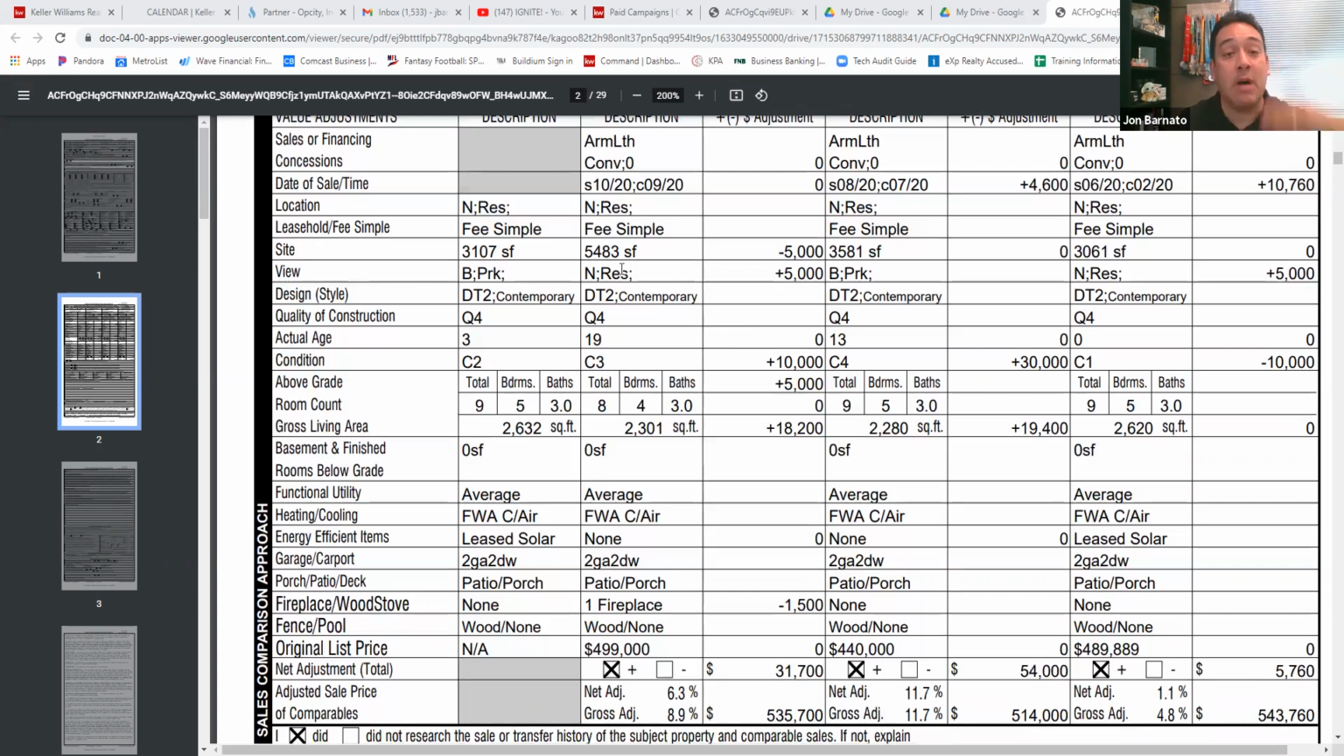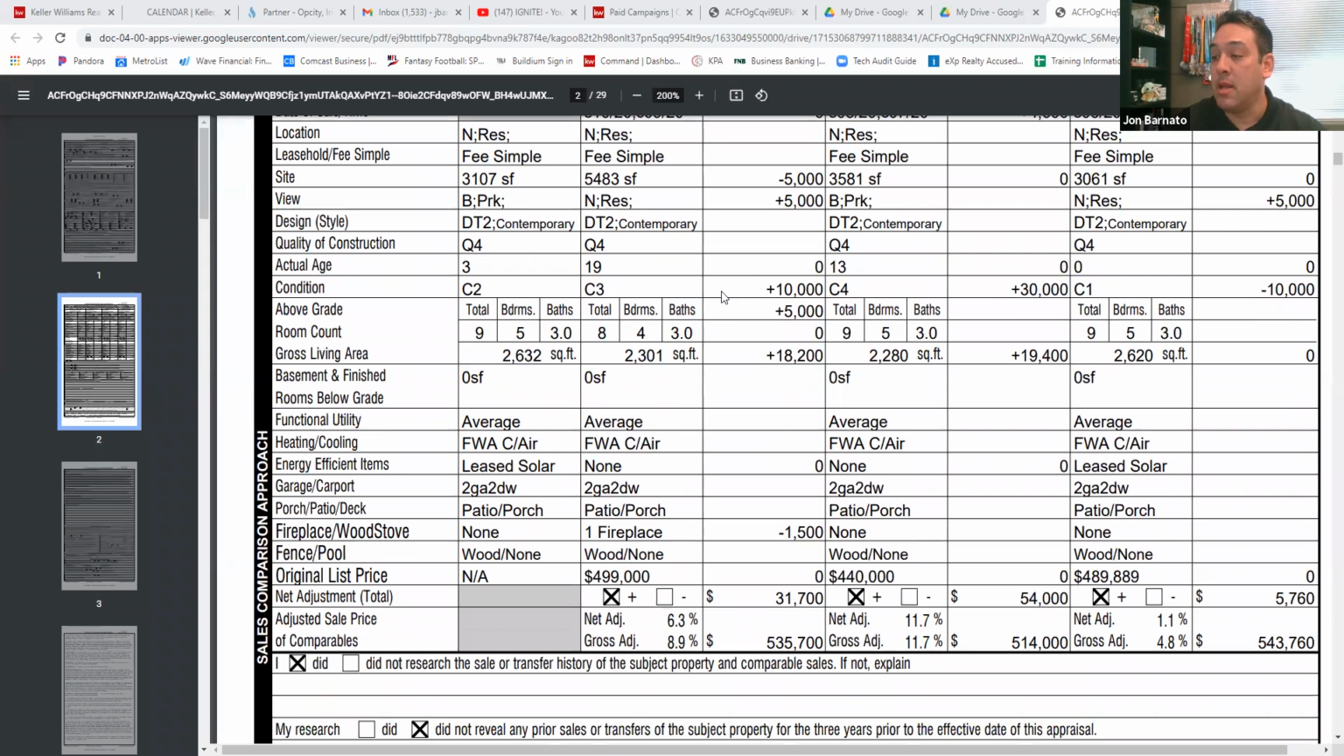And he went down here and he says, look, I have a view of a park. They have a view, there's houses across the street. So they have a worse view than I do. So I'm going to make it look like this house. So I'm going to pretend there's a park on the other side. So I'm going to add $5,000 to the value of the house, to make it look like mine. And so on and so forth. Then the condition, mine is newer than theirs. So he adds $10,000 because I have newer construction than he does, right?